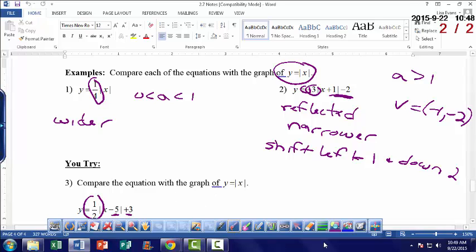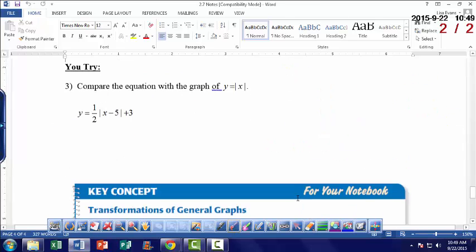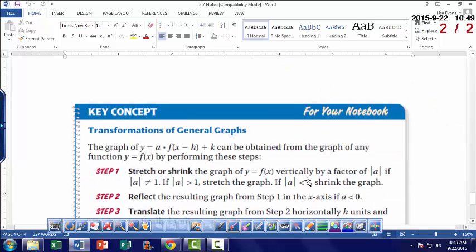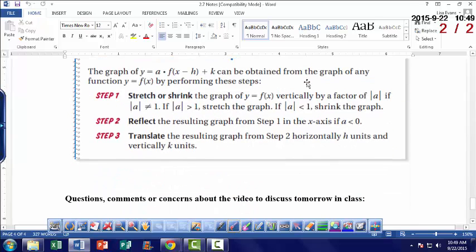And then at the bottom, this is just a summary of all the different translations or transformations that happen with an absolute value graph. If you have any questions, comments, or concerns, go ahead, write it at the bottom of the paper, and I will see you tomorrow in class.